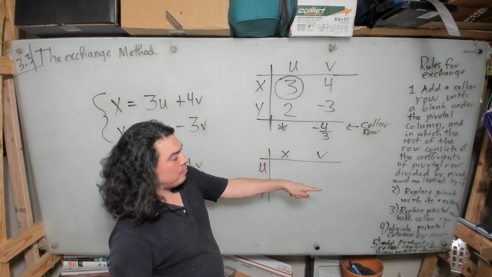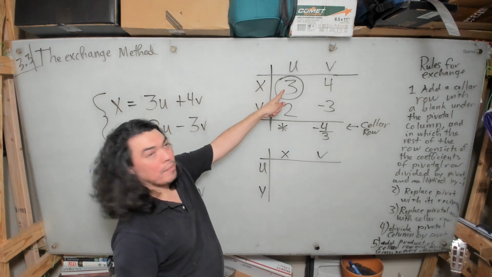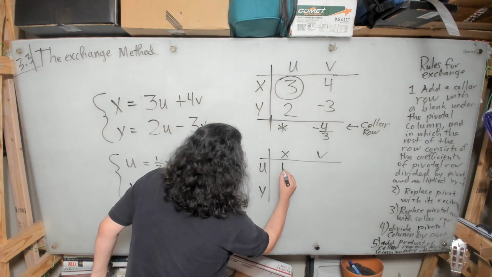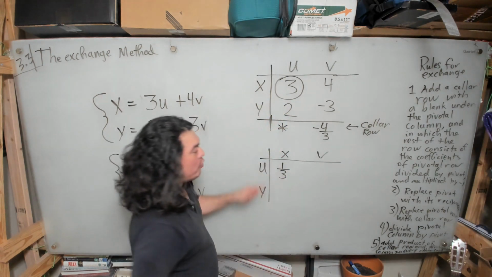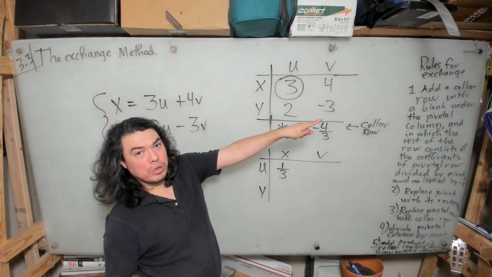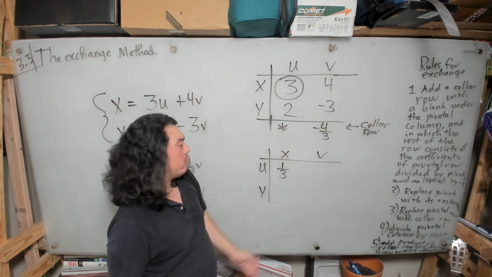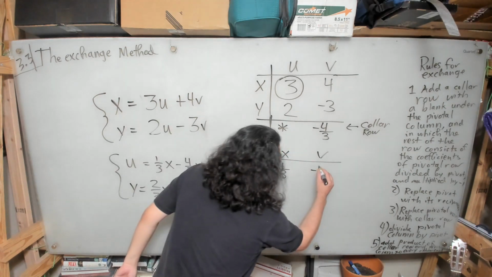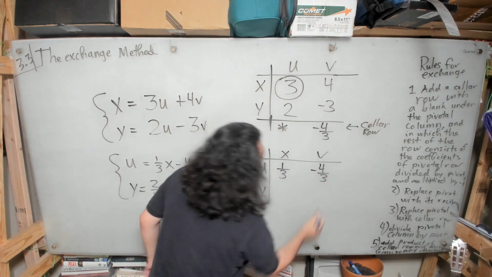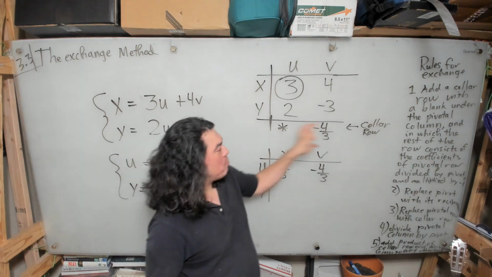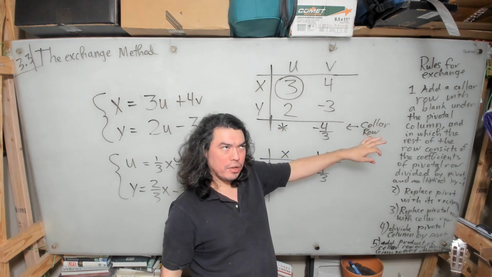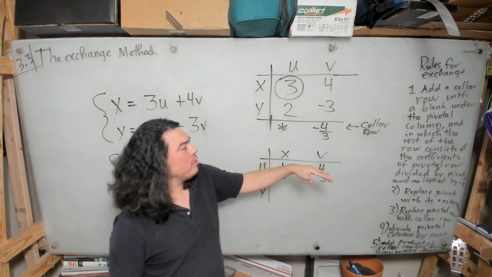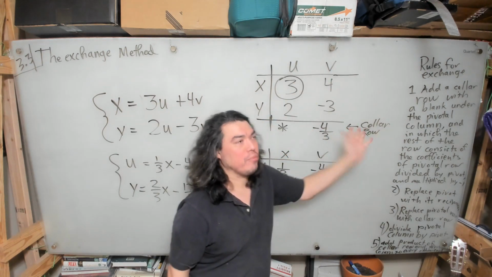I'm going to replace the pivot with its reciprocal. I'm going to replace the 3 with its reciprocal. What is that? 1/3. I'm going to replace the pivotal row, what's left of it, with the cellar row. In this case, this value here would be the -4/3. But of course, if there had been more terms in the pivotal row, they would have gone in there, right? If it had been with more variables.